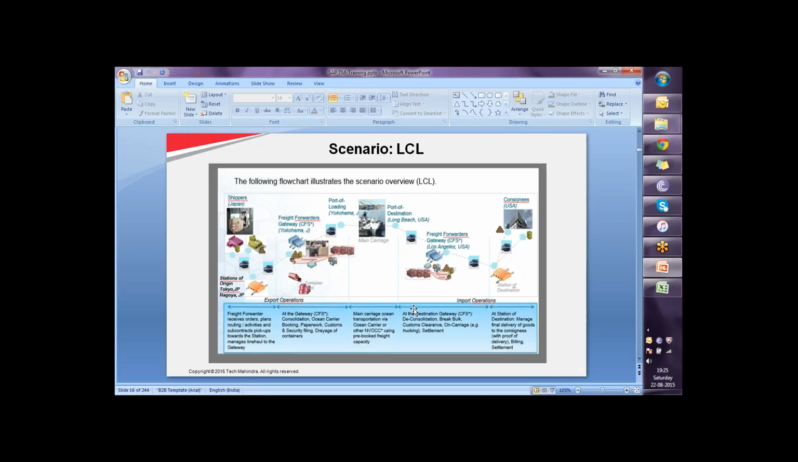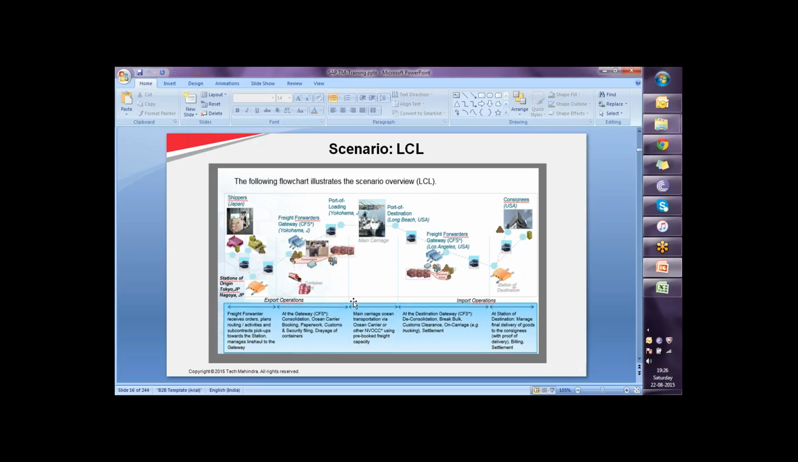Because it's a full container, that's why there is no consolidation, no deconsolidation. In the LCL scenario, I just gave you the one explanation. So that is basically your LCL scenario, which is less than container load. Here, consolidation happens at various locations, like freight forwarder gateways, the port of loading, all those things.